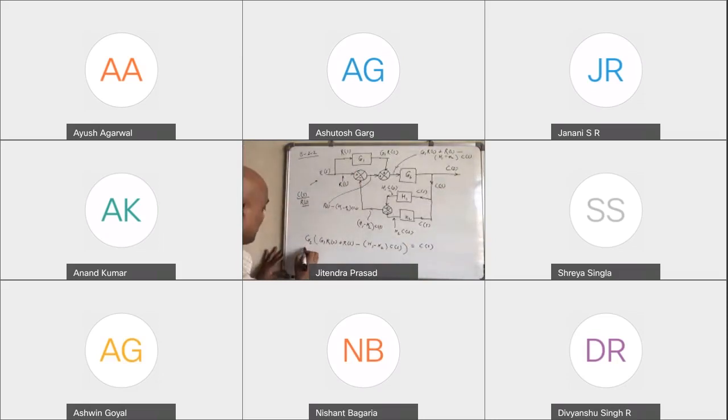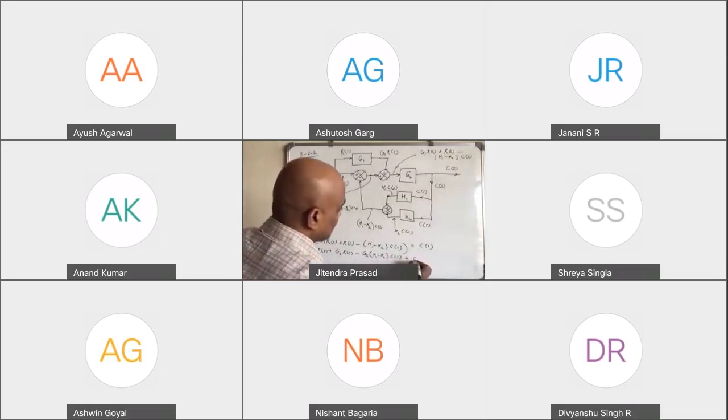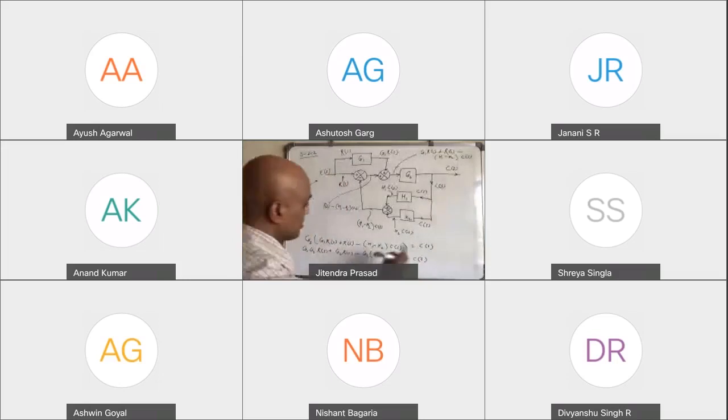So what you get here? G1, G2, RS plus G2, RS minus G2, H1 minus H2, CS equal to CS. This will go that side now. What do you have? RS times G1, G2 plus G2 is equal to CS multiplied by 1 plus G2 H1 minus H2.